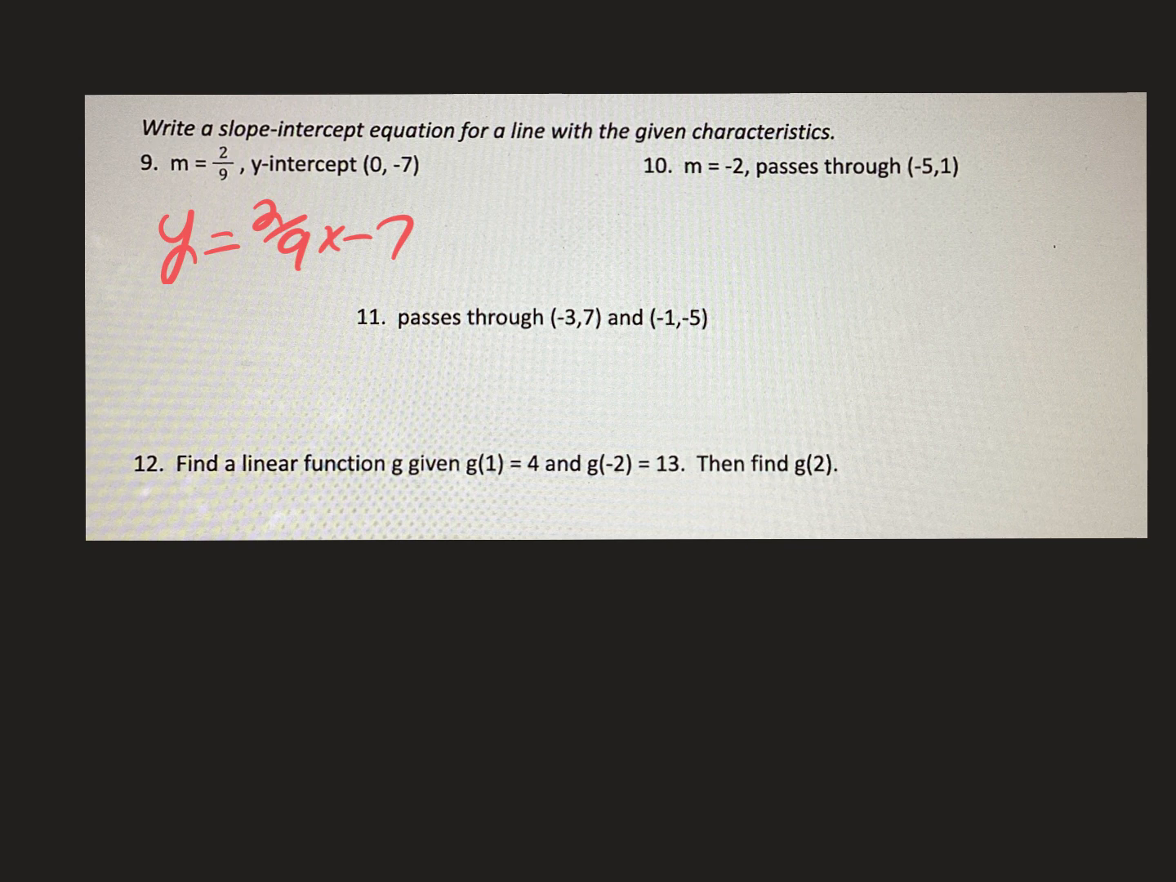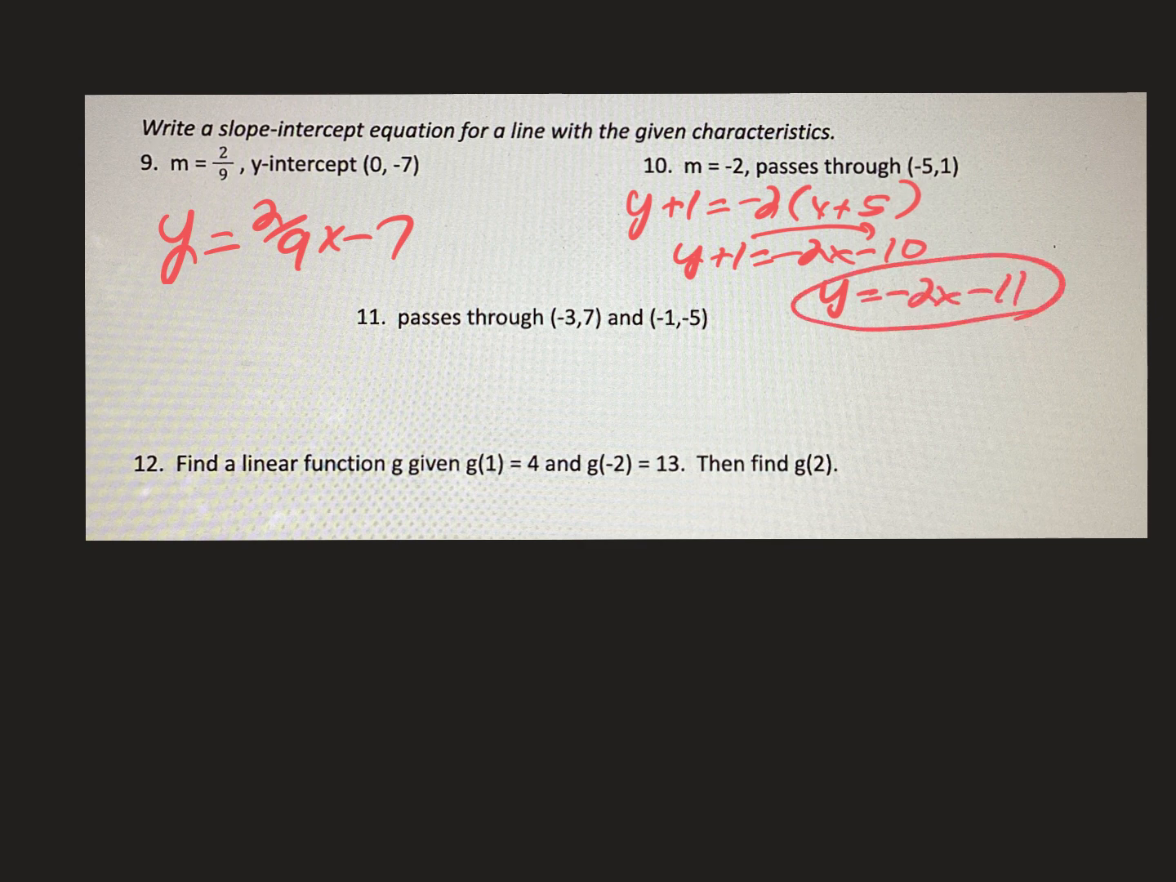Number 10, they give you a point and a slope. Sounds like point-slope to me. So I'm going to go y plus 1 equals my slope times x plus 5. Distribute the 2 here, negative 2x minus 10. Then let's move the 1 over. I get negative 2x minus 11. And that's all you've got to do on that one.